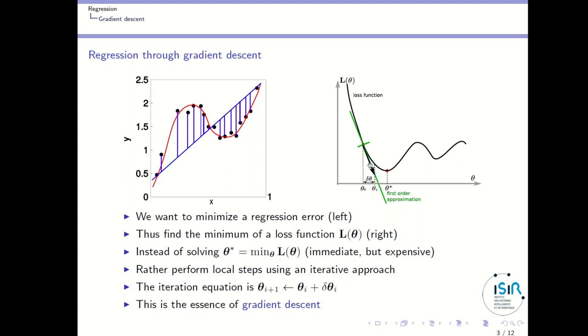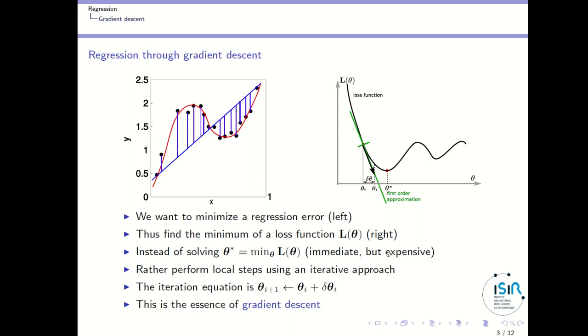So there are two ways to do this. Either you solve for the optimum theta by minimizing the loss over theta through some analytical method. That's what we did in the previous regression classes. So that's immediate, but this can be very expensive if you have cast it as a matrix inversion problem.